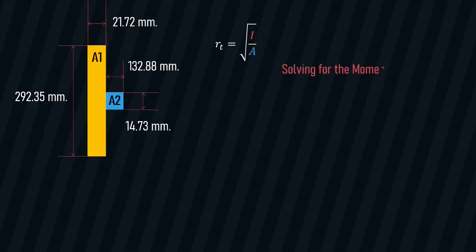Solving for the moment of inertia, we will use this formula. Now, take note, we can only use this formula if and only if the neutral axis of all the areas in a composite section lie on the same plane. So for A1, the neutral axis is this one, and for A2, the neutral axis is this one. So that means that the neutral axis for all the areas in this composite section all lie on the same plane, and that is this one. Okay, so we can use this formula.